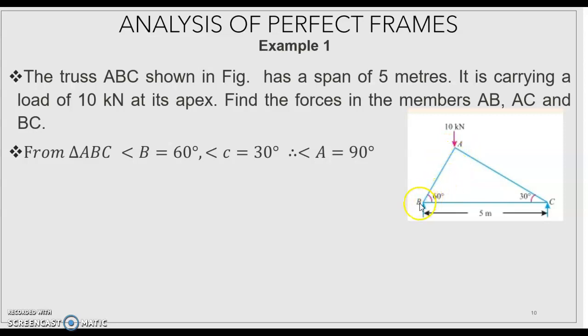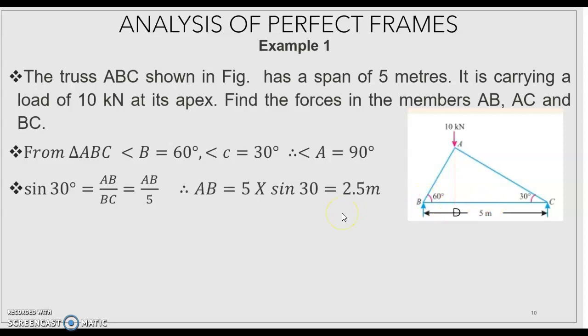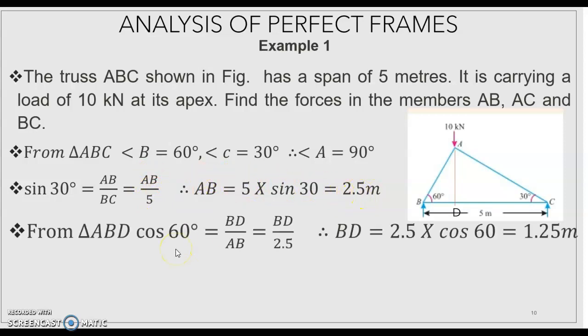Therefore, the opposite side of the 90 degree angle is BC, that is the hypotenuse. So sin theta equals opposite side by hypotenuse, that is AB by BC, and BC is equal to 5 meter. Therefore, AB by 5, or AB is equal to 5 into sin 30, that is 2.5 meter.